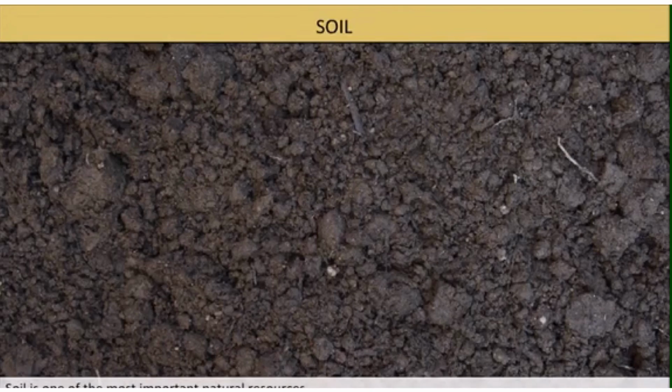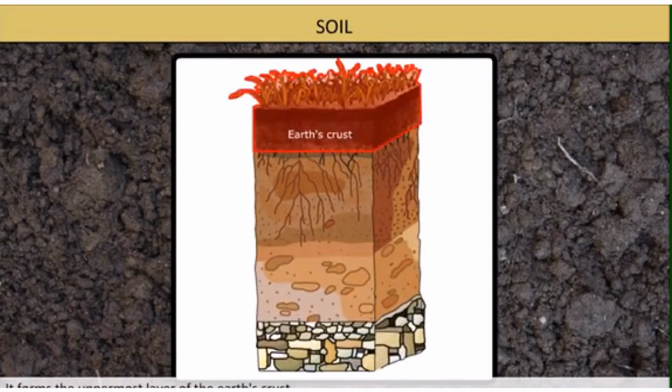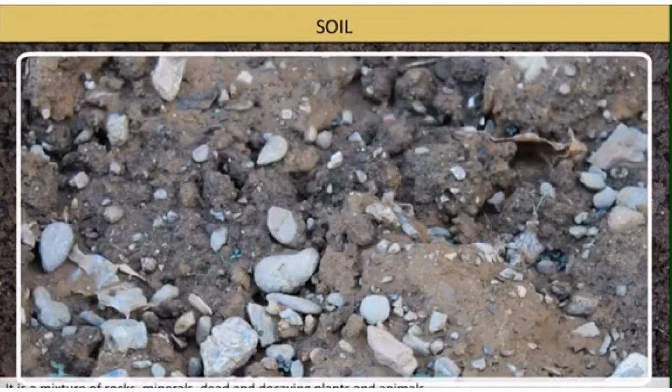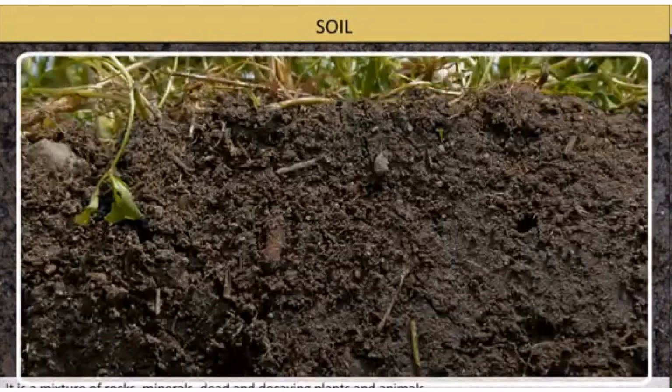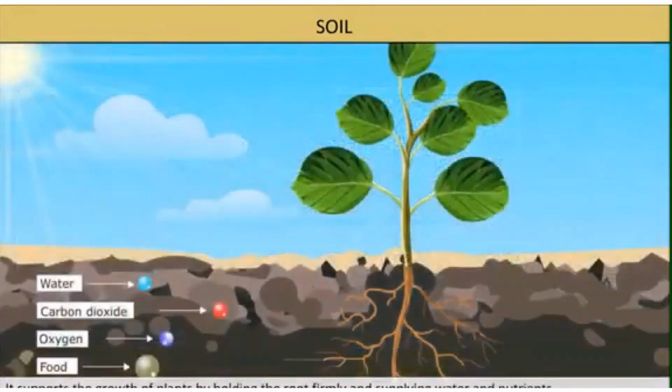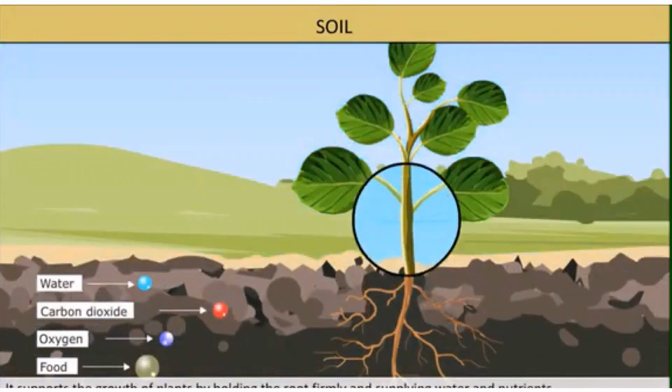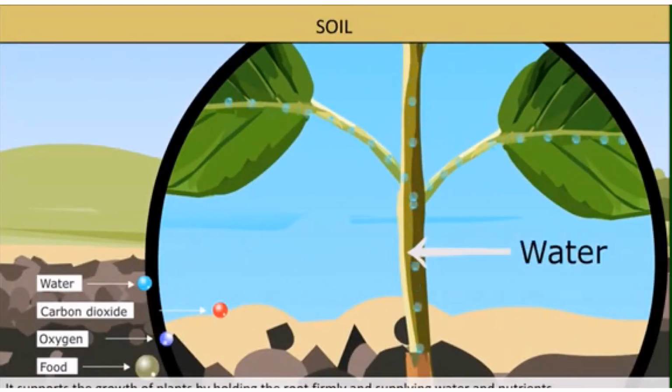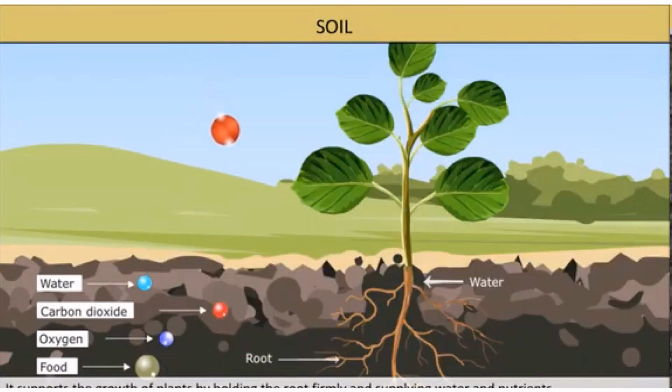Soil is one of the most important natural resources. It forms the uppermost layer of the Earth's crust. It is a mixture of rocks, minerals, dead and decaying plants and animals. It supports the growth of plants by holding the roots firmly and supplying water and nutrients.